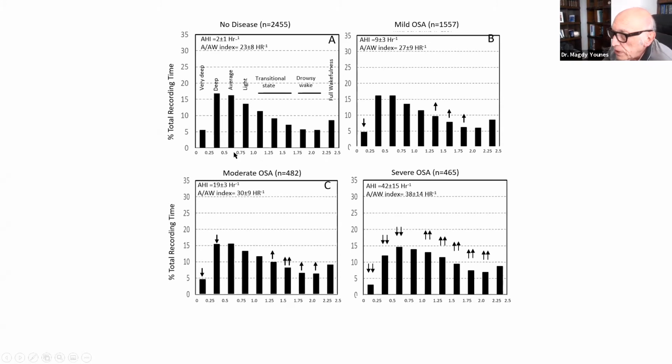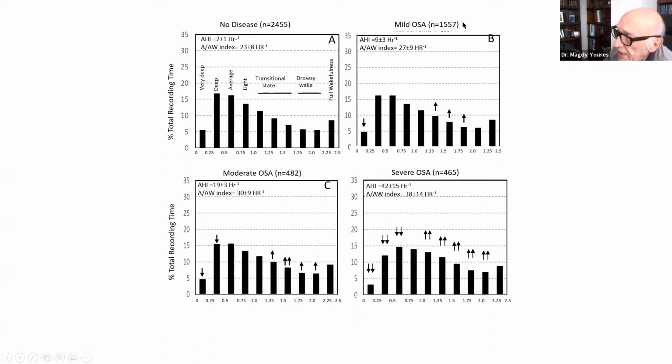So the left one, panel A, is the normal again. These are the Sleep Heart Health Study again, 2,455 subjects with no apparent sleep disorder. And you can see again the normal pattern, with some deep sleep here and a modest amount of full wakefulness. Now, mild OSA, AHI is 9.